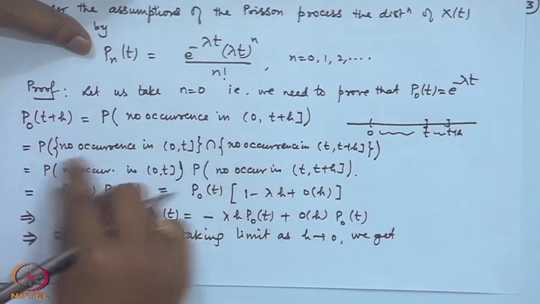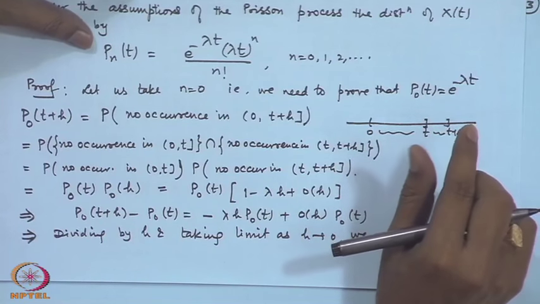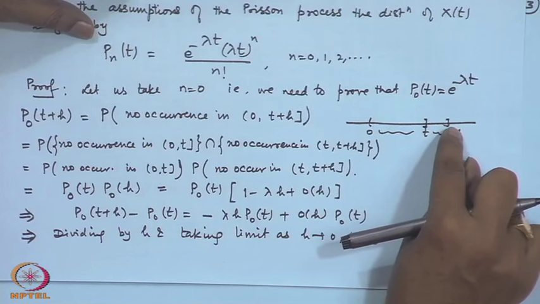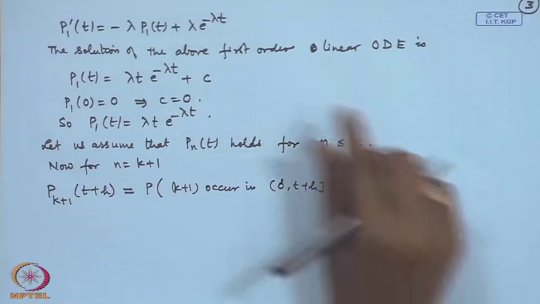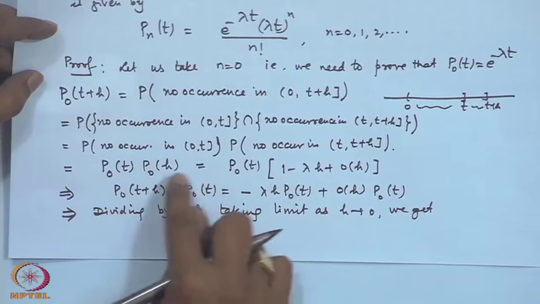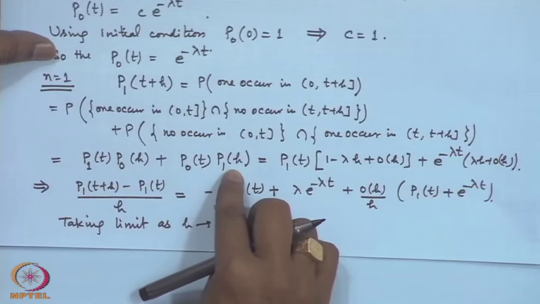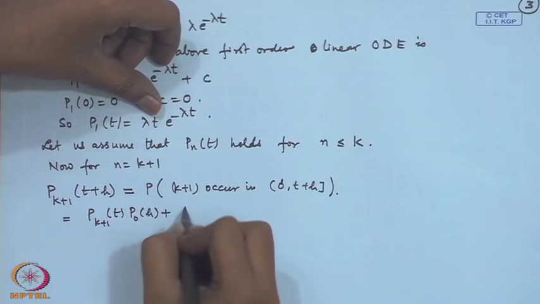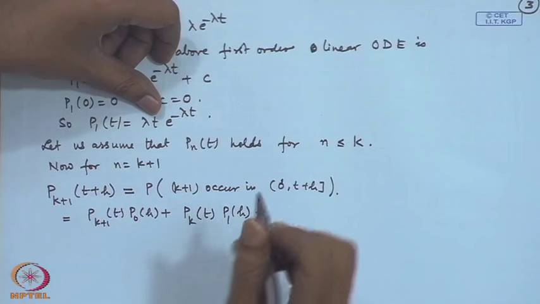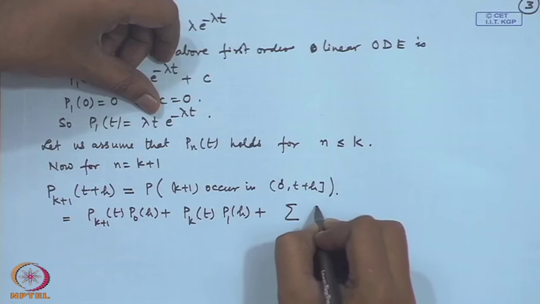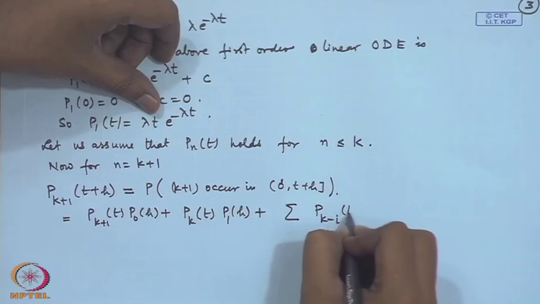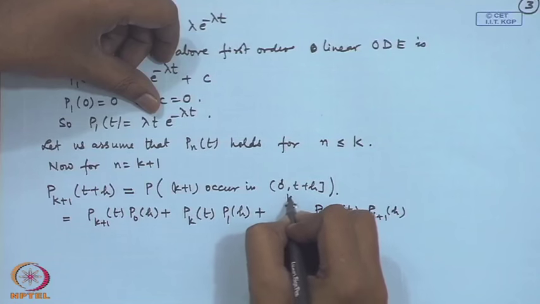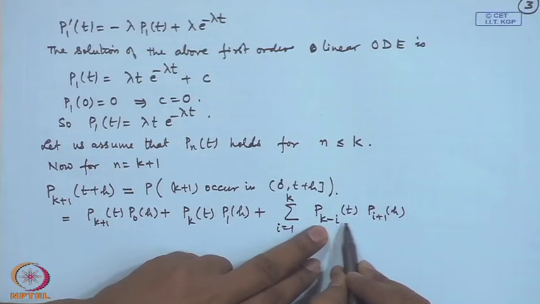Now, when we write like this, these are all disjoint events. So, the probability of all these events can be written as the sum of the probabilities. Once again, the intervals are also disjoint. So, we can use the independence assumption, and therefore, by using the previous type of breakup like P0(t)P0(h) or P1(t)P0(h) plus P0(t)P1(h), in a similar way, we can write this as P(k+1)(t)P0(h) plus Pk(t)P1(h) plus, and then I will use a summation notation, P(k-i)(t)P(i+1)(h) for i equal to 1 to k, that is it goes up to P0 and here it will go up to k plus 1, right.